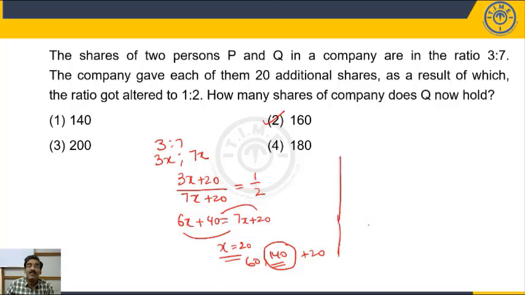One more way that we can think about is, without framing any equation, how to get the answer. So 3:7 is the ratio given, 1:2 is the ratio given, right?